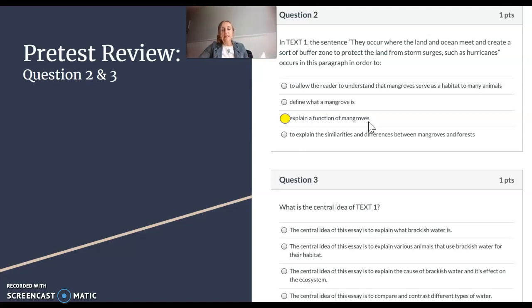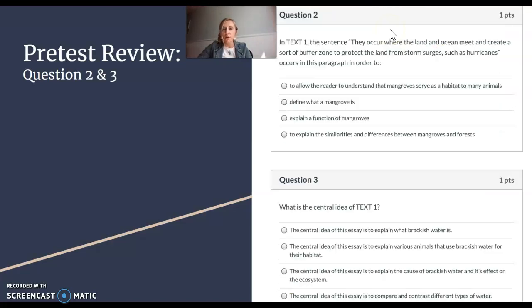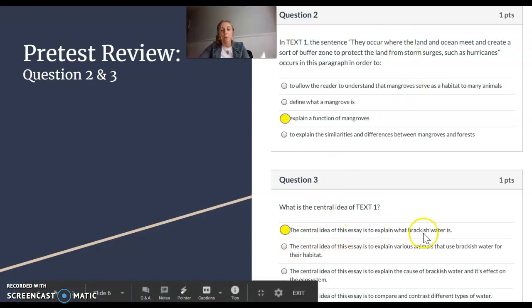The central idea of text 1. Central idea, we've gone over main and central idea a lot of times. And if you remember, you can refer back to the title of something or the first sentence of something. So let's go back. The title of this is brackish water, seawater, right here. That could be a good clue. Now, fast forward to question 3. So our answer there is to explain what brackish water is. So we're talking about brackish water.